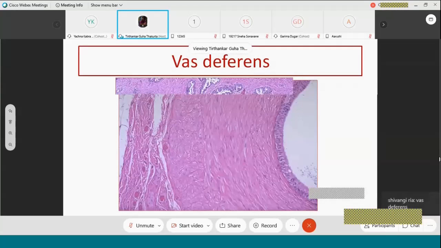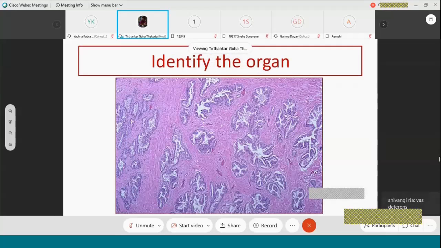Identify this organ. Very good. So we can see glandular elements, and there are fibromuscular stroma, and the fibers of the muscle and collagen run in different directions.